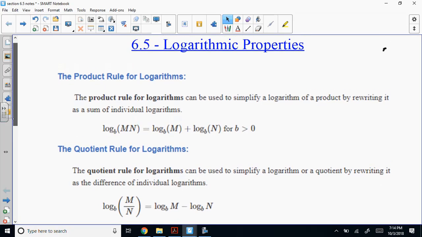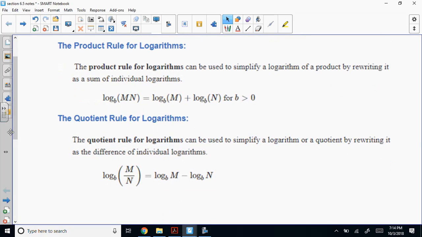Okay. Log properties, the product rule. If you have two things tied together by multiplication, then you can split them by an addition. Now, they say for when the base is greater than 0, right? Anybody know why they put that stipulation there?